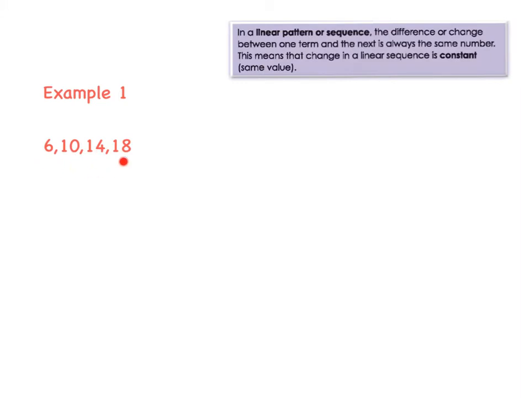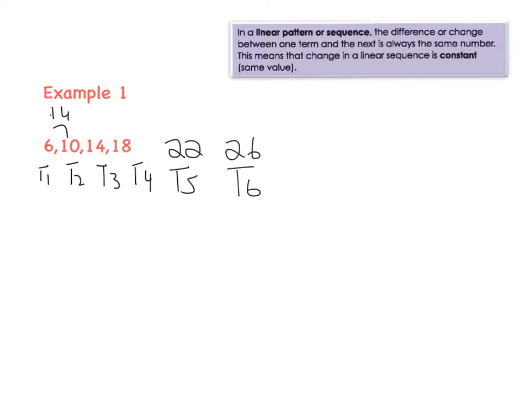So 6, 10, 14, 18. 6 would be term 1, 10 term 2, 14 is term 3, and 18 would be term 4. Now if I asked you to find term 5, because we know the common difference, the CD, is plus 4, it'd be quite easy to spot that term 5 is 22 and term 6 would be 26. But the problem would be if I asked you, can you tell me term 58?